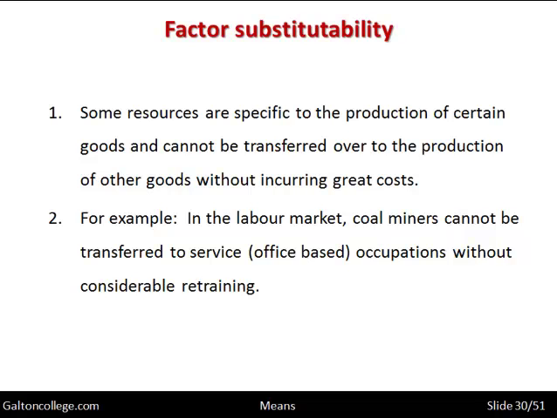In the labour market, coal miners can't be transferred to services, office-based occupations without considerable retraining. They're not substitutable. It's not possible to take someone who's worked as a coal miner all his or her life, presumably most coal miners are male, but has worked all his life in the coal mines, or the major part of his life, and then ask that person to become an accountant. It will require considerable retraining. There will be a big lag if it's possible. So sometimes factors of production are not substitutable.